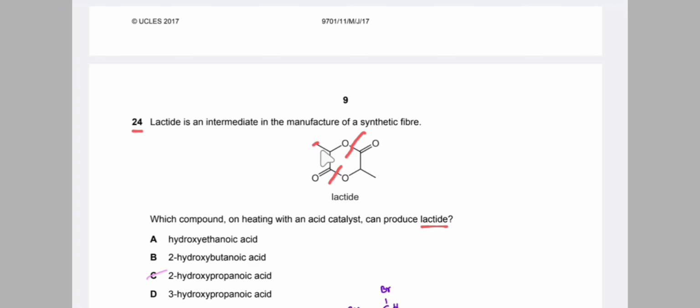Meth, eth, prop. So this is propanoic acid, with COOH. Here there is an O, that means OH. This OH is on the second carbon. So this is propanoic acid, and this is 2-hydroxypropanoic acid. So the structure 2-hydroxypropanoic acid produces this lactide. So the answer is C.